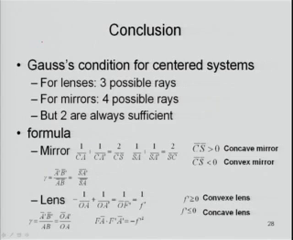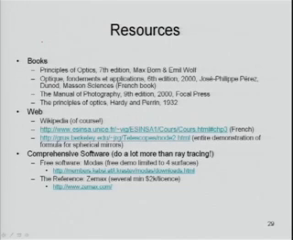So this is just my conclusion. Keep in mind the Gauss assumptions: you need to be under the Gauss assumption to be relatively correct. There are 3 possible rays for lenses, 4 possible rays for mirrors, but 2 are always sufficient to find the position of the image. And here is all you need to know. Forget about gamma positive, gamma negative, or gamma absolute value superior to 1 or inferior to 1. Always go back to this equation, and everything you do will be correct. So I guess, as planned, I don't have any time to talk about telescopes.